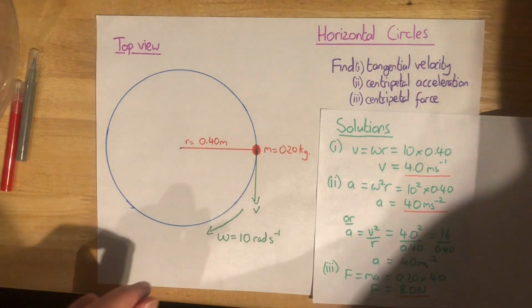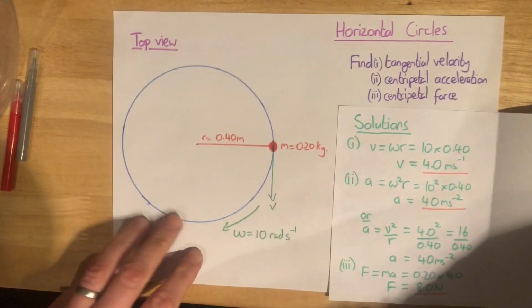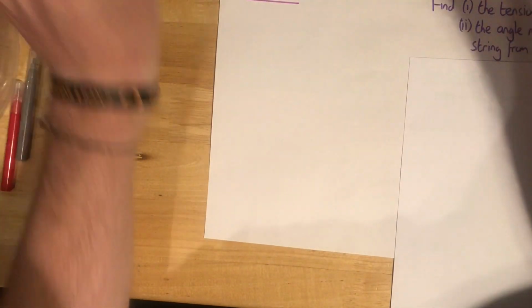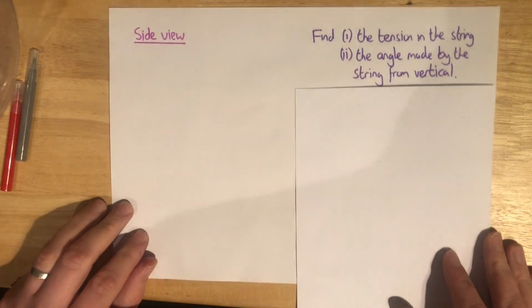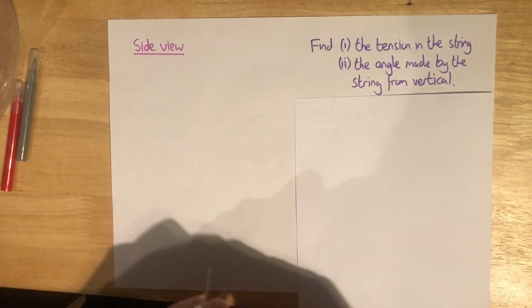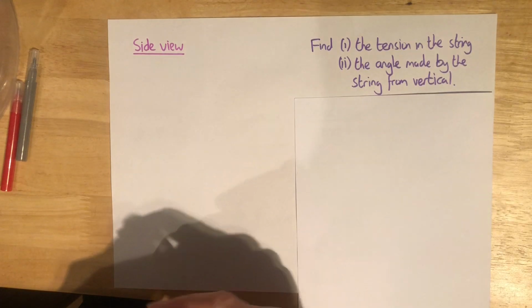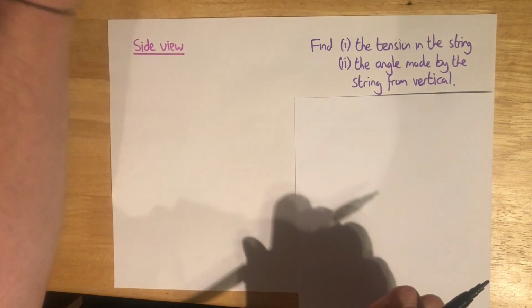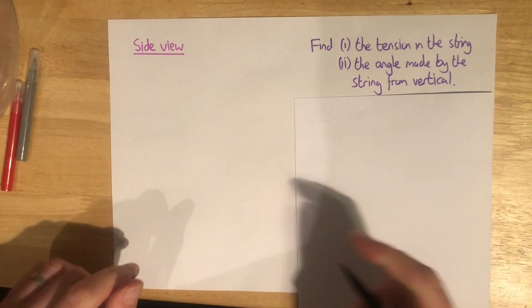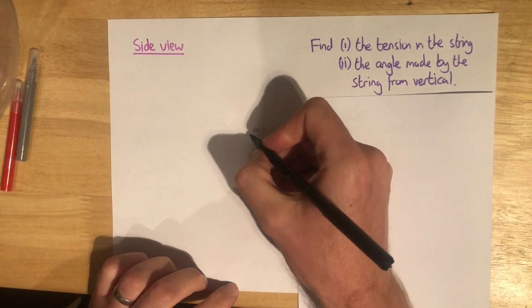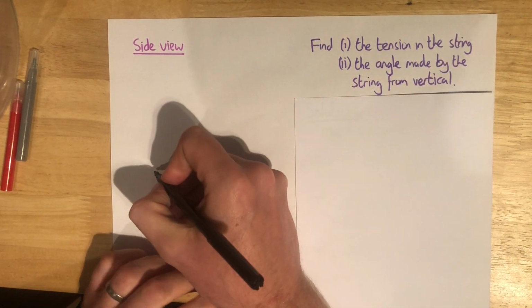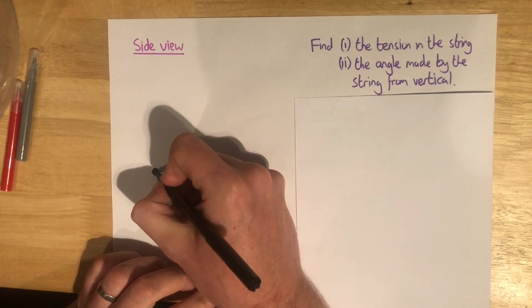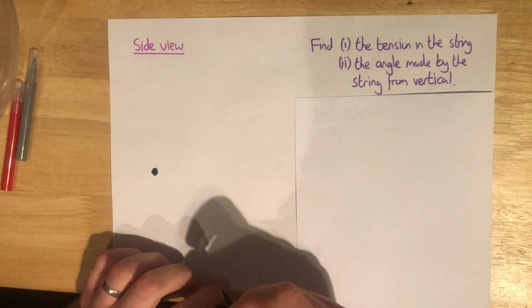Now, what we're going to do is have a little look at what this would look like from the side, because it's a slightly different scenario if we look at this from the side view. So just ignore the question for now, we're going to have a look at that in a second. But essentially what's going on here is we've got our mass, and we've got the point that we're going to pivot around.